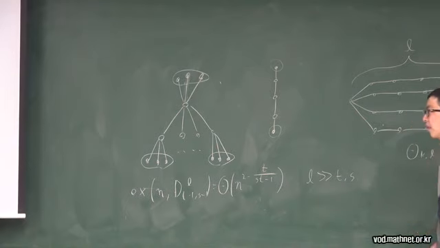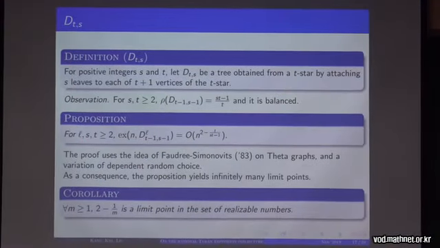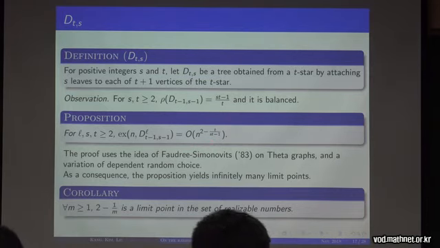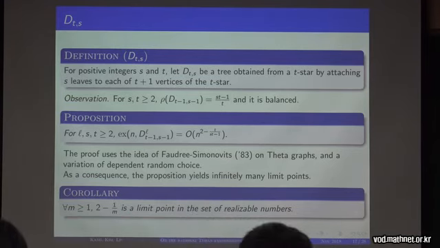Our idea of the proof first follows the leveling method introduced by Füredi and Simonovits two decades ago on Sidon graphs, and we use some variation of dependent random choice. And this proposition already implies that 2 minus 1 over m is a limit point in the set of realizable numbers, because when we set S to be m here and send T to infinity, we obtain that 2 minus 1 over m is a limit point in the set of realizable numbers. So this is our main proposition to prove our main theorem.